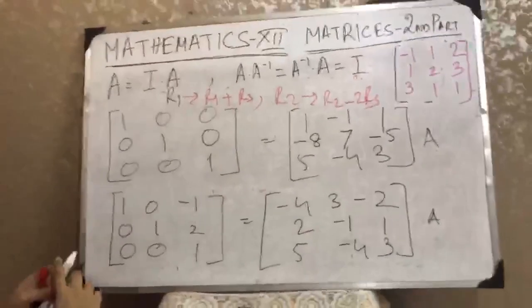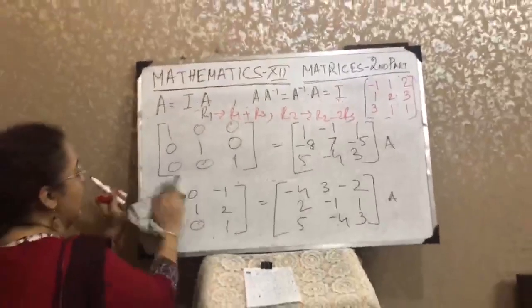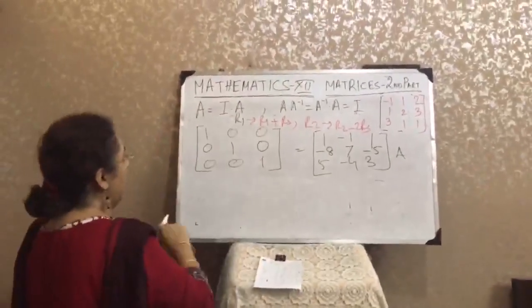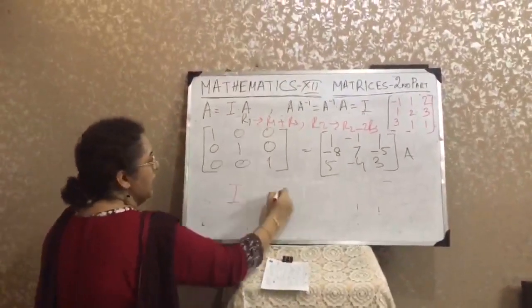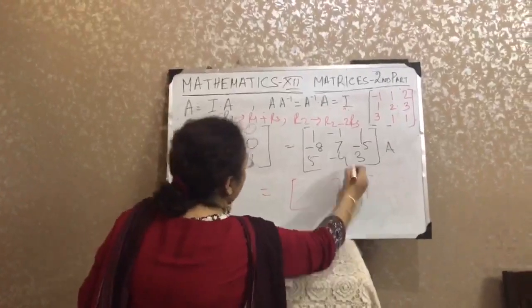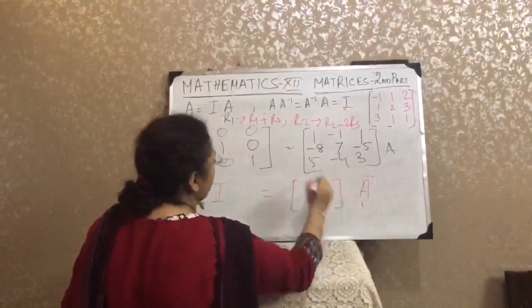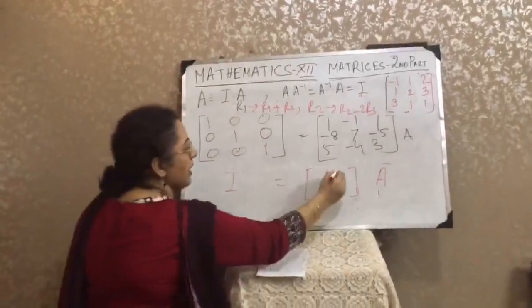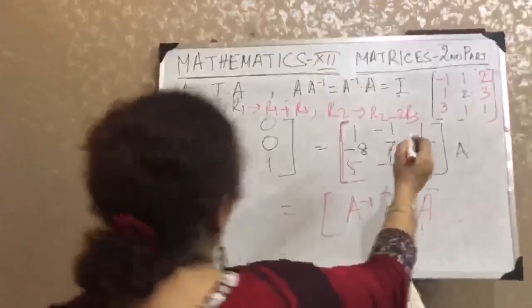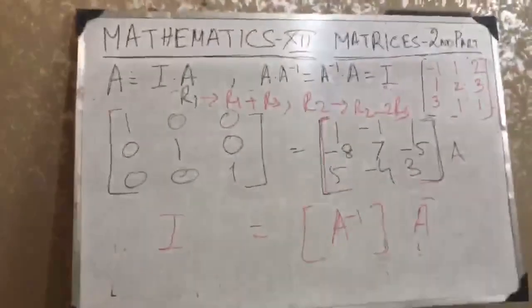See, we have got this matrix left hand side as I matrix. Left hand side we have arrived. This is our I matrix and this is a matrix something into A. That means it will have to be A inverse. So we have got our result that A inverse means this matrix is our A inverse.